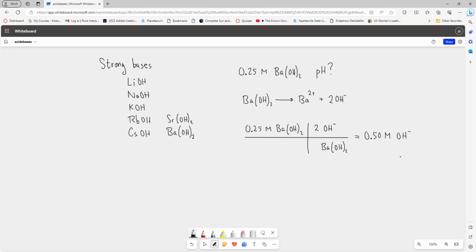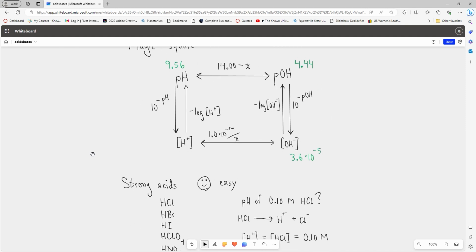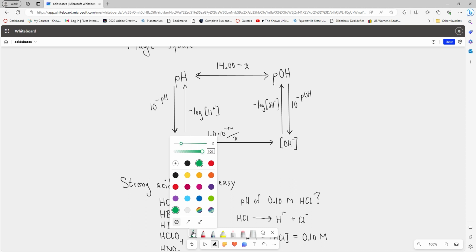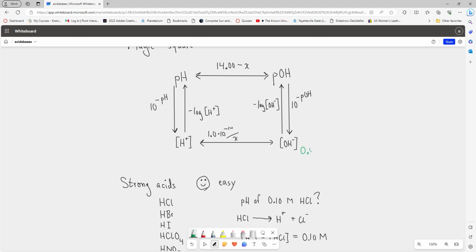Now how do we go from that to the pH? Let's go to the magic square. And so let's say we start with our 0.5 molar hydroxide. We're going to get on our calculator, take the minus log of 0.5. So if you take the regular log of 0.5, it'll be a negative number, so the minus log of that will be a positive number. And you'll find that it'll be about 0.30. And then we just subtract them from 14, and that gives us a pH of 13.7. It's very basic.